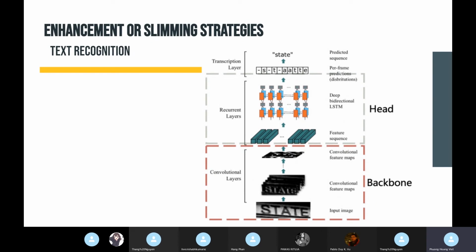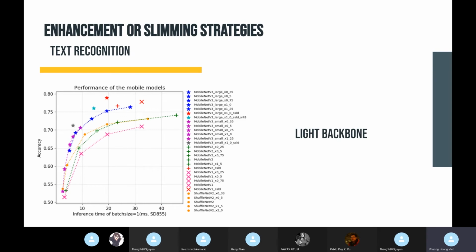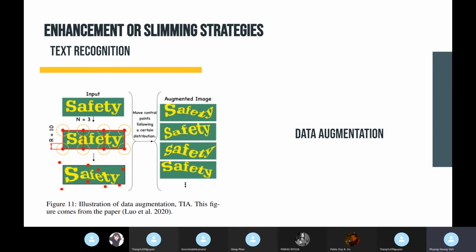Well, the next part is text recognition. Text recognition has 9 strategies for enhancing the model ability and reducing the model size of the text recognizer. The first is the backbone. In text recognition, MobileNetV3 small x0.5 is selected to balance accuracy and efficiency in practice. And the next is data augmentation.